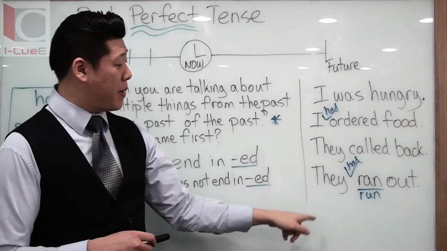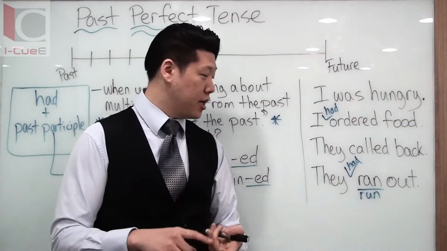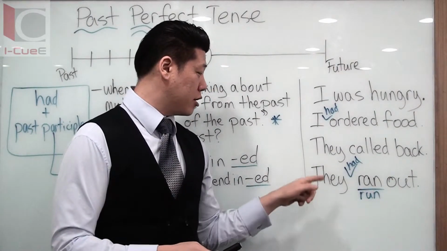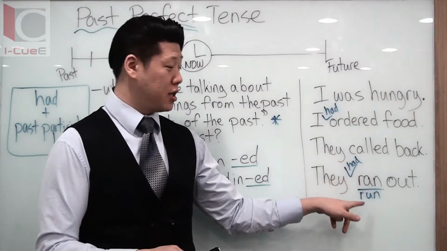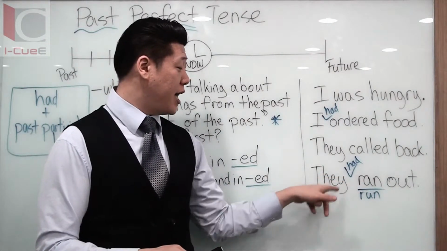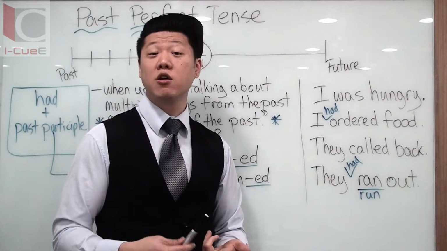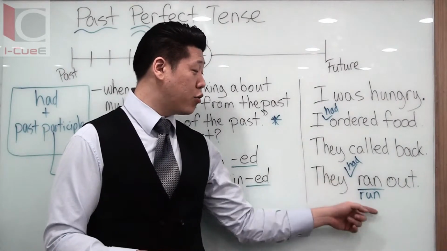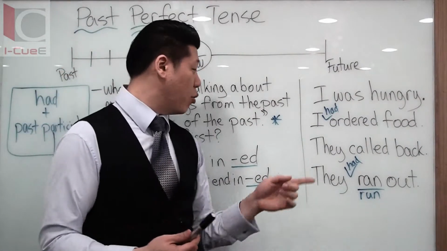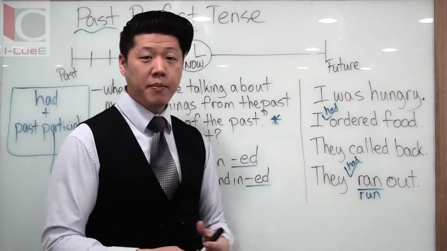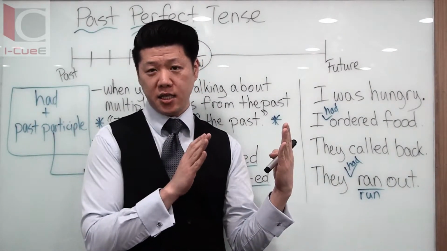If I say they called back, they ran out, those are two simple past sentences. They called back, they ran out, so regular, irregular. But they had, ran's past participle is going to be run, you just have to memorize it. They had run out. So which one came first? Did they call first, or did they run out of my order first? Well, they had run out of my order, so they called back. That's the idea. Whenever you have the had past participle, you're saying that one came before the other past event.